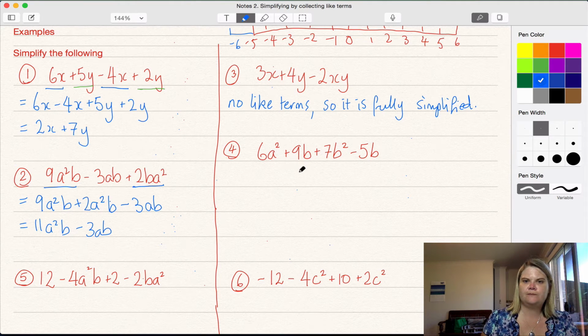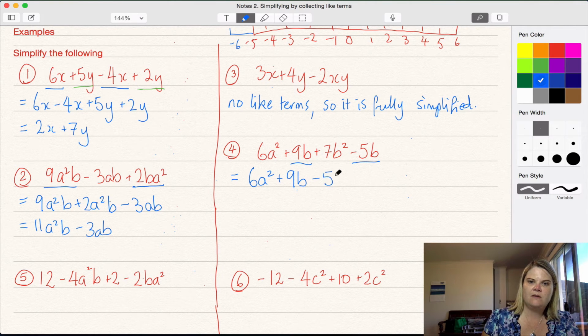Question 4 has an a squared term, a b term, a b squared term, and another b term. So we've got b and b. Equal sign. Write them out together. I'm going to leave this term at the start. Then I'm going to put the b terms together, keeping the negative with the 5. And the plus 7b squared can go on the end.